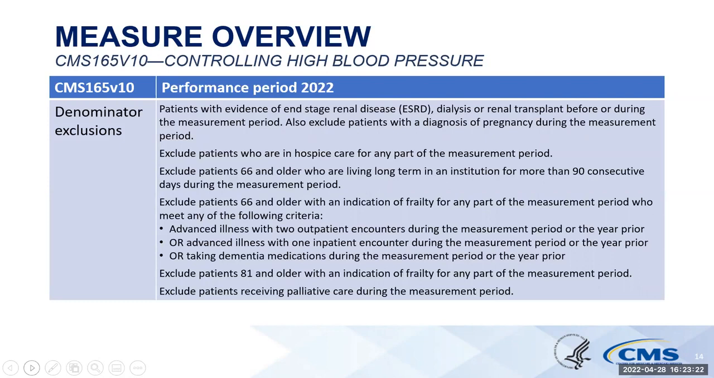There are multiple denominator exclusions for CMS 165 as seen on this slide. At a high level, the denominator exclusions include patients with evidence of end-stage renal disease or ESRD, dialysis or renal transplant before or during the measurement period, and patients with a diagnosis of pregnancy during the measurement period, as well as patients who are in hospice care, patients 66 and older who are living long-term in an institution for more than 90 consecutive days, certain patients with an indication for frailty, and patients receiving palliative care. If a denominator exclusion is met, it would remove the patient from the measure population and denominator before determining if the numerator criteria are met.